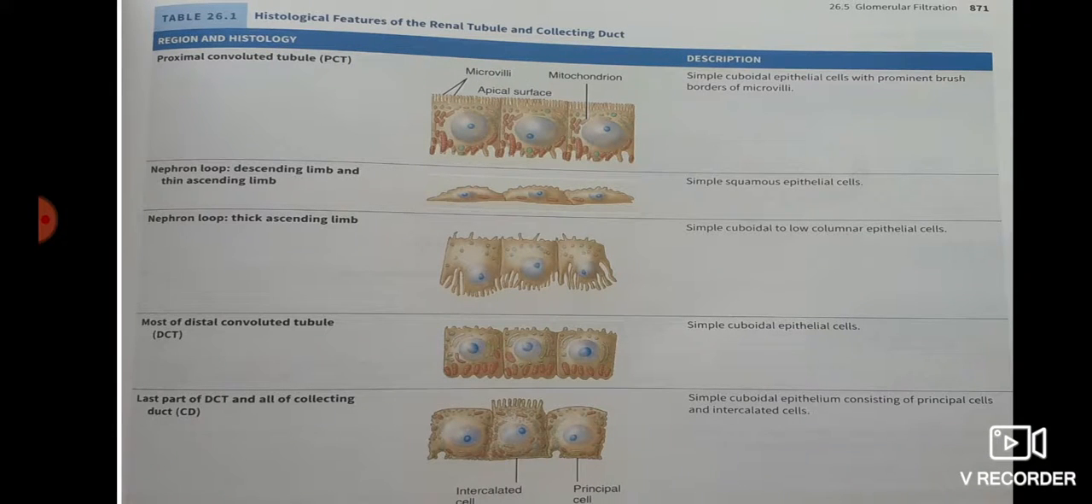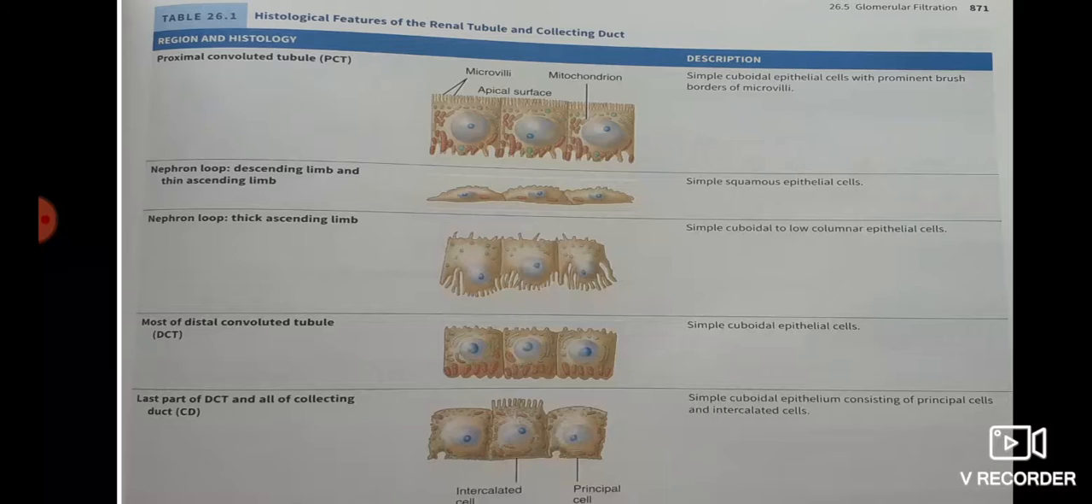So here I put a slide. Follow this chart and remember which cells are present in which part of the nephron. First is the PCT, which we already know has microvilli with simple cuboidal epithelium. The nephron loop, the thin descending limb and thin ascending limb, have simple squamous epithelium, the same as the glomerulus capsule. And the thick ascending limb has a simple cuboidal to low columnar epithelium.